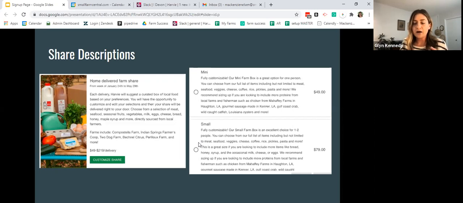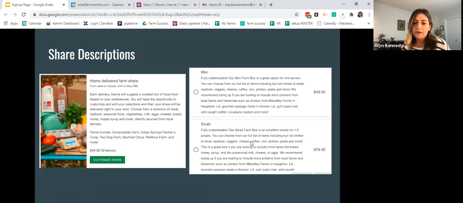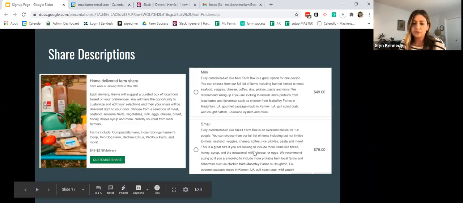We highlight how many people each size feeds, or the size of family that it could feed. We highlight the products that'll be available. And as you can see, the products that are available are the same for every size, so that clears up that level of customer confusion. And then we also highlighted some of the producers and the products available for each size. And this just gets people excited.